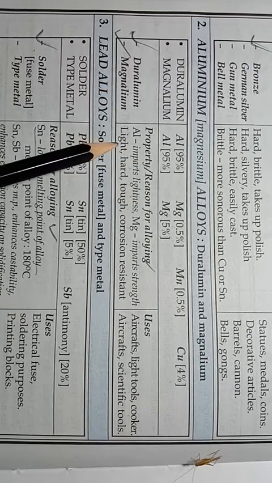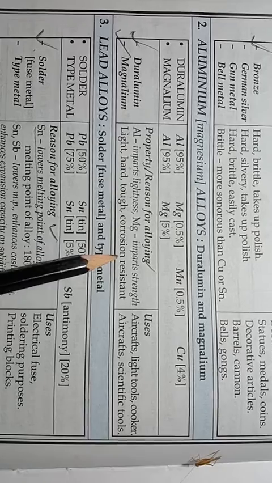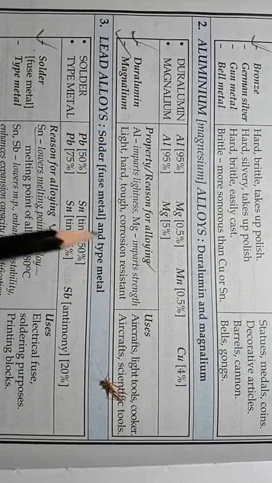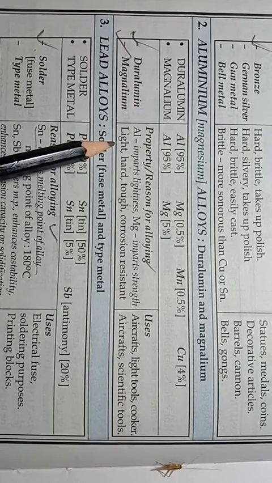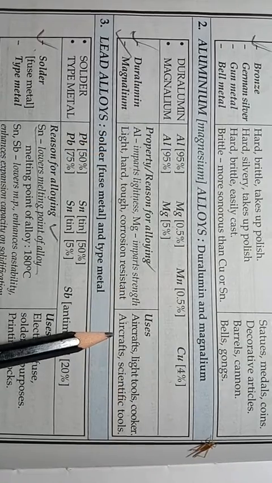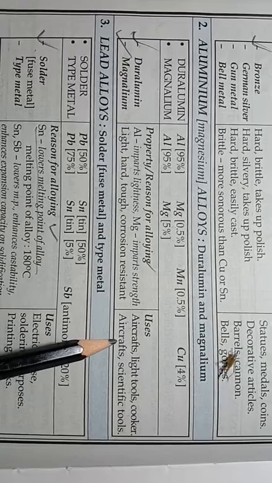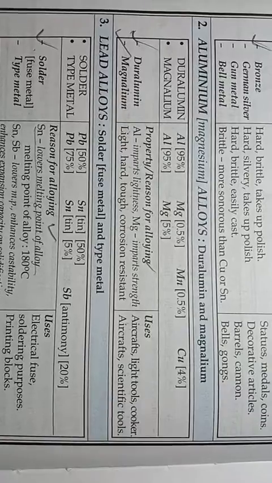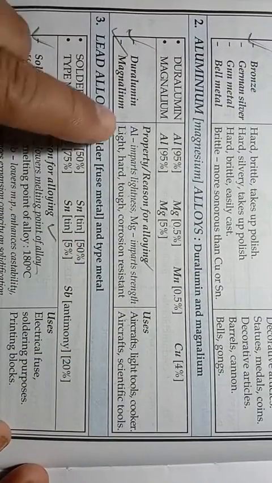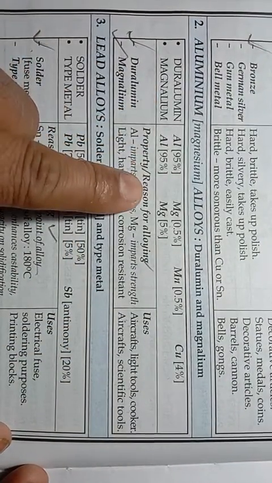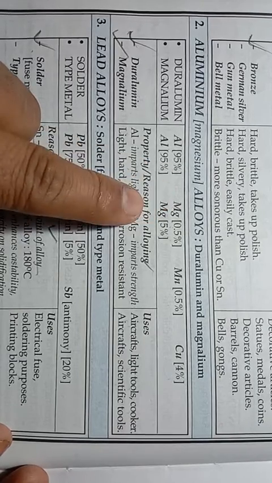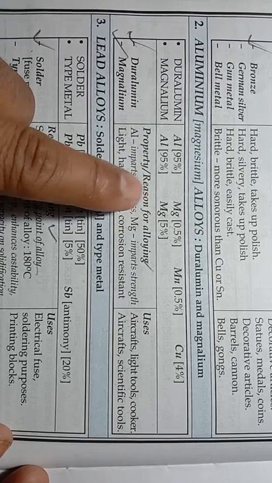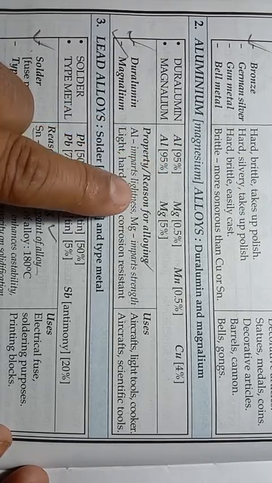is light, hard, tough and corrosion resistant. Okay students, this is the property of the alloy. This magnalium is used for aircraft and scientific tools. So from here you can find out what percentage of which metal is used in the alloys of aluminium, and second, the purpose of using that particular metal in the alloy.